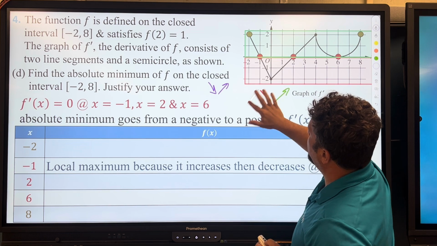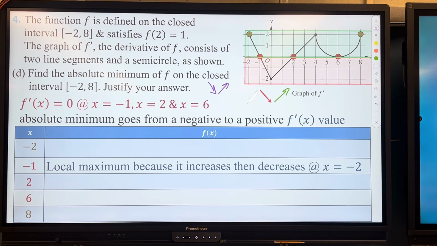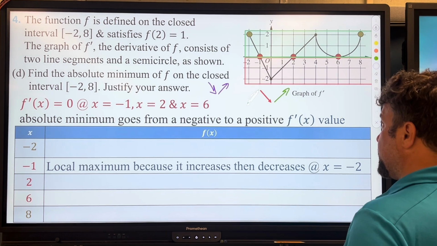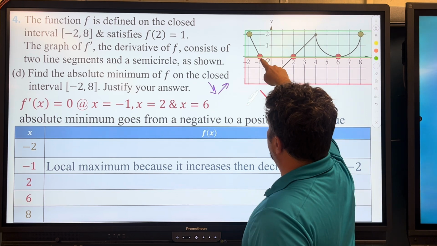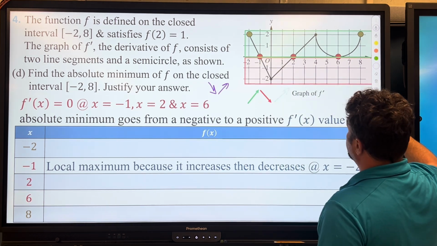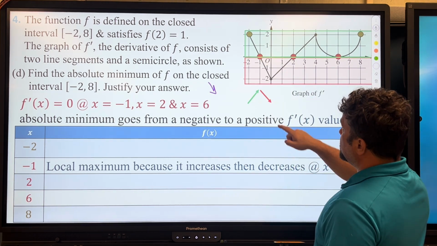Get rid of that. All right, negative to positive. So the way this works is negative 1 is a local maximum right here. Negative 1 is a local maximum because look what happens.